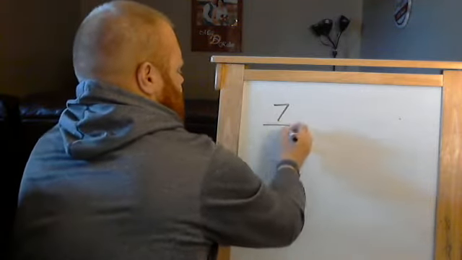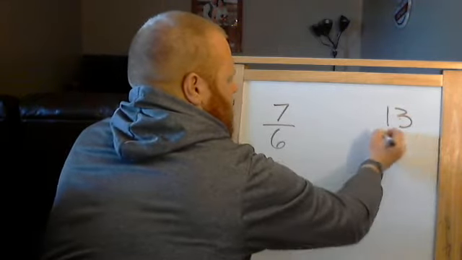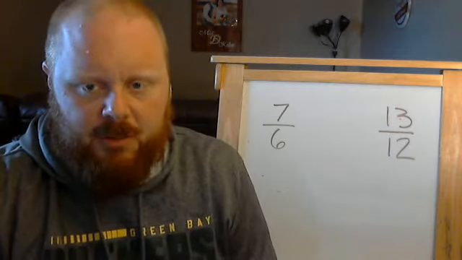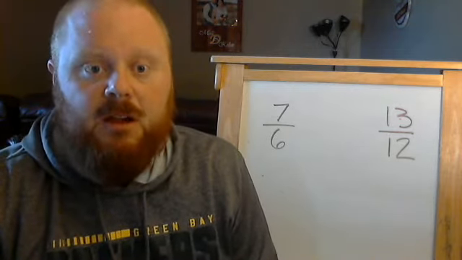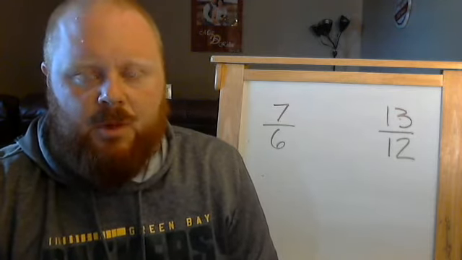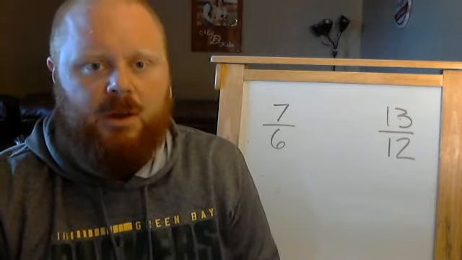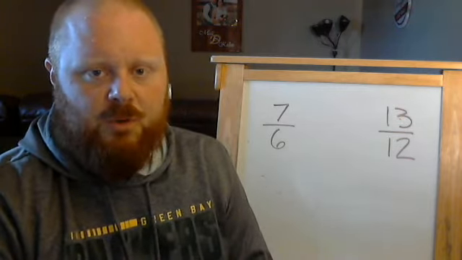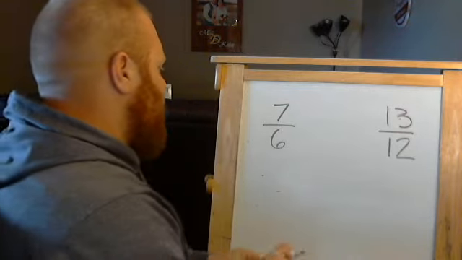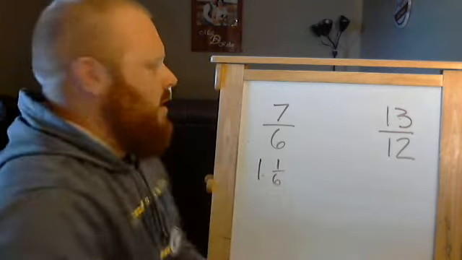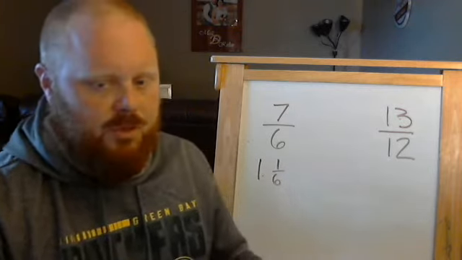All right, the last one was 7/6 and 13/12. Right off the bat, one thing I want to point out about this is these are improper fractions. They are greater than 1 whole. What's unique about each of these is they are 1 part greater than 1 whole. If I were to decompose these using a number bond, I could break 7/6 down into 6/6, which is 1, and 1/6.